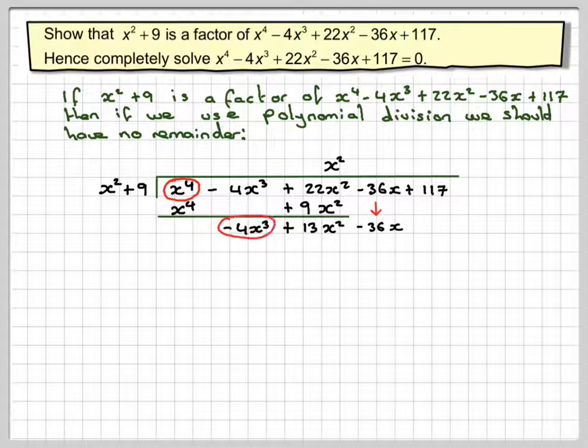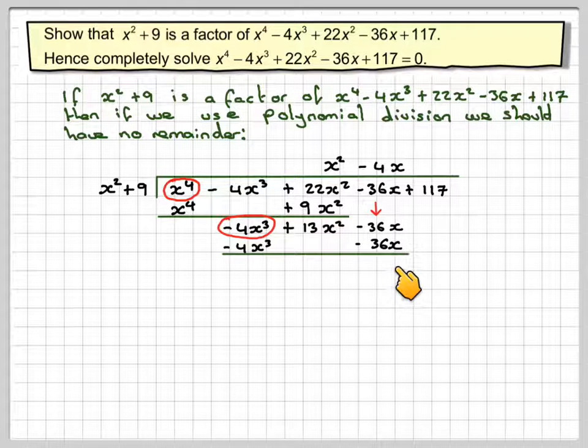We're now going to divide minus 4x cubed by x squared, and that's going to give me minus 4x. Now minus 4x times x squared gives me minus 4x cubed. Minus 4x times 9 is going to give me minus 36x. Notice again there's a space here. Notice where we put everything.